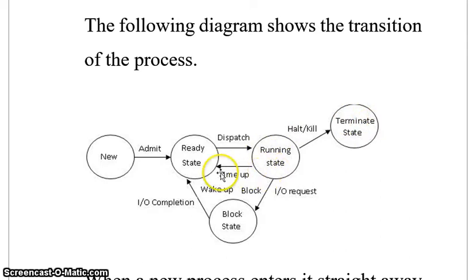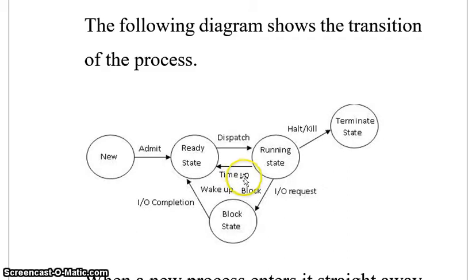Then the other state is time up. This time up state will be used when we are using a method called round robin. In this round robin method, they will be giving a time slice. Each process will be given a time slice. For example, if I am going to have three processes, P1, P2, P3. So P1 needs to be completed within 10 minutes and P2 wants to be completed within 5 minutes and P3 will be completed within 10 minutes. Means each process will be given an equal time slice.